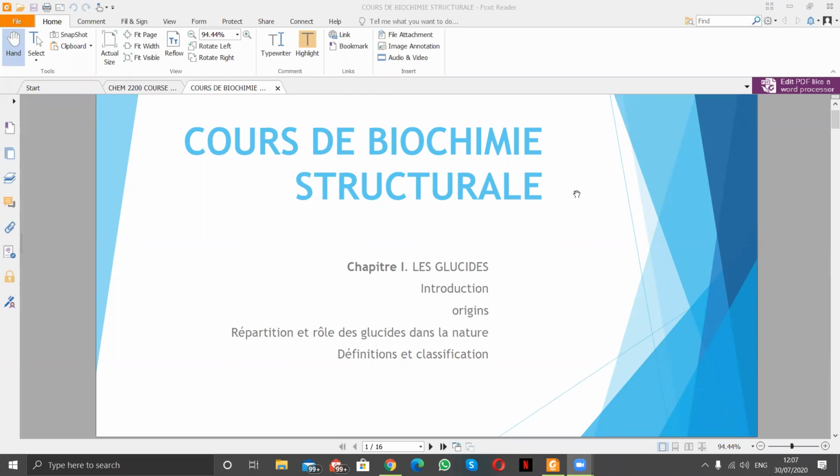We're going to look at the introduction, the origin, and répartition et rôle des glucides dans la nature. That is just the répartition is the distribution and role of carbohydrates in nature. Then we're going to look at définition et classification des glucides. Yeah, the definition and classification of the glucide.